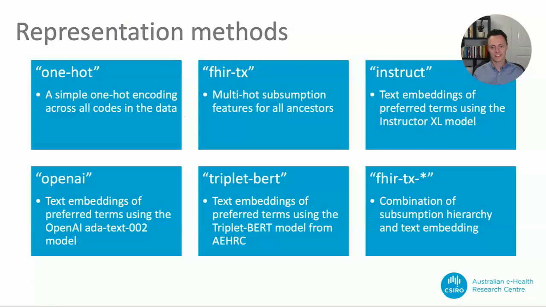As part of the experiment, we created the following representations of the SNOMED CT codes within our dataset. One hot, which is a simple categorical representation with no additional information. FireTX, which is a multi-hot encoding of the ancestor relationships. No attribute information was included.